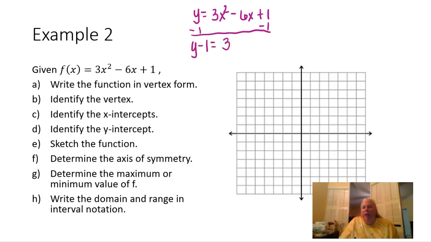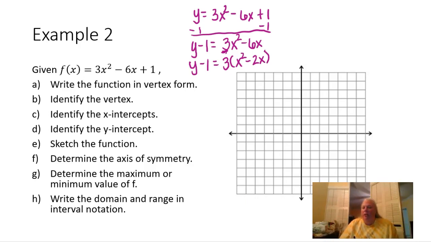All right, so now we have 3 times x squared minus 6x, and this is equal to y minus 1. Okay, the next thing that I need to do is this number right here on my x squared has to be a 1, and it's not. So I'm actually going to factor that out. So we have y minus 1 equal to 3 times x squared minus 2x.